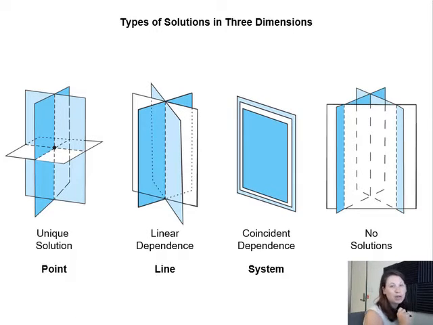So the type of answer you'll get: the unique solution obviously just gives us a point. Then linear dependence gives us a line. Then the coincident dependence, that's the system that we were given, basically. That's the answer. One of them would be the answer. And then obviously no solutions.